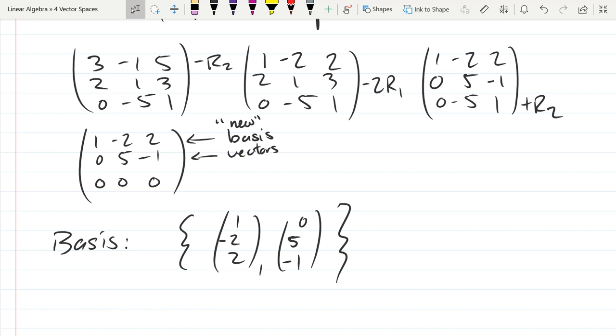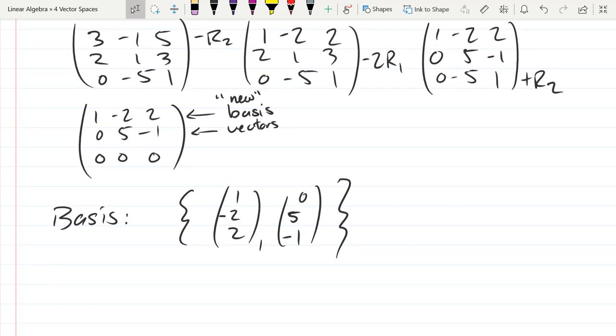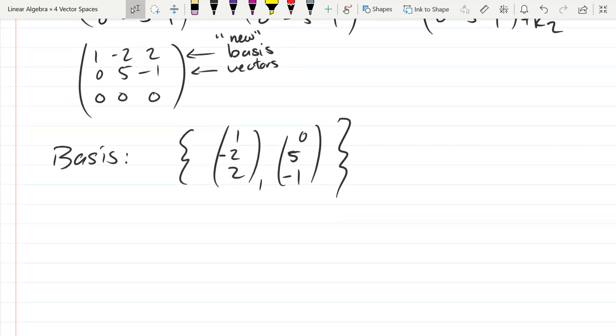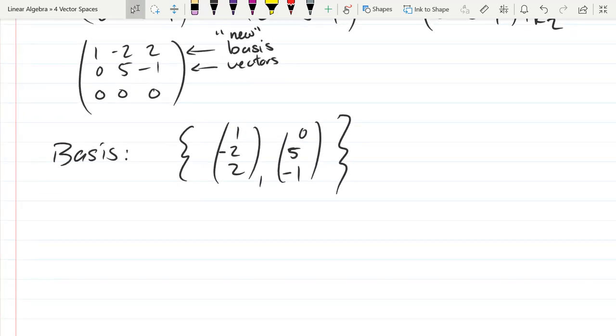What other property does a basis have aside from independence? The span of the basis should be all, in this case, the span of the other three vectors. So there's two basis properties.